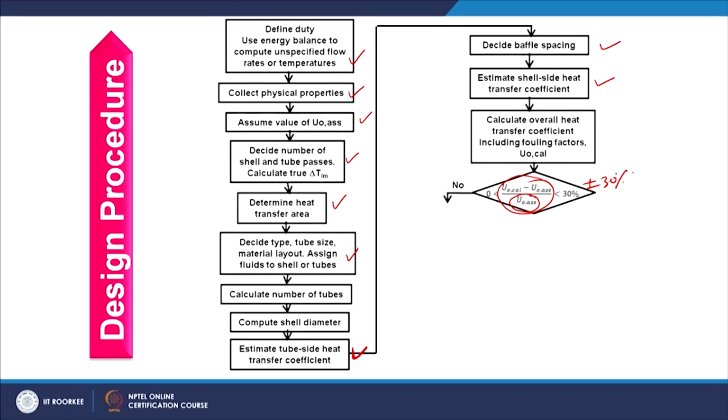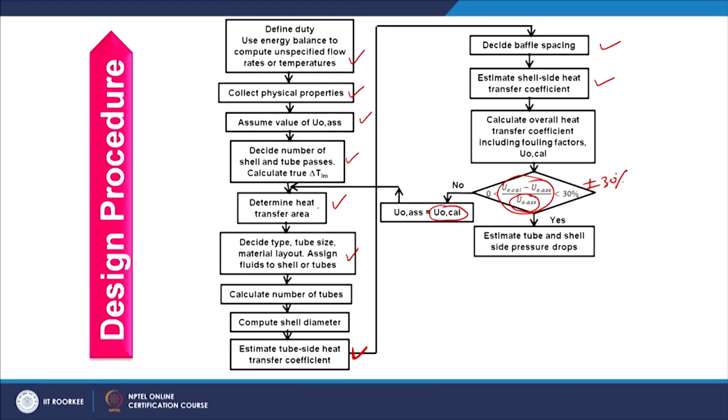If it is not, then you have to consider the calculated overall heat transfer coefficient as the assumed value, and restart from the heat transfer area calculation. All the steps you have calculated from heat transfer area, you have to repeat with the calculated value of overall heat transfer coefficient, and if this difference lies within plus minus 30%, you should proceed further and calculate tube side and shell side pressure drops.